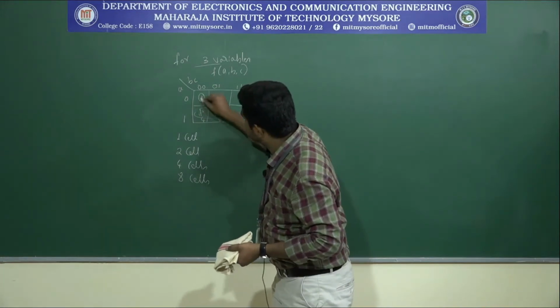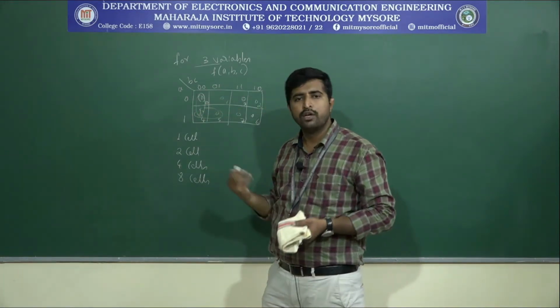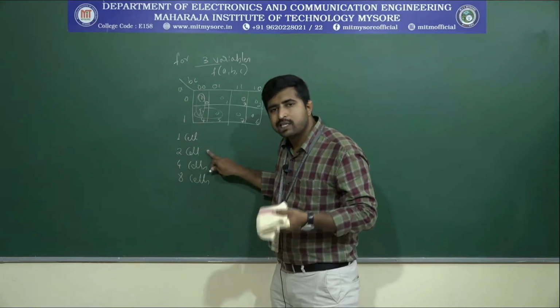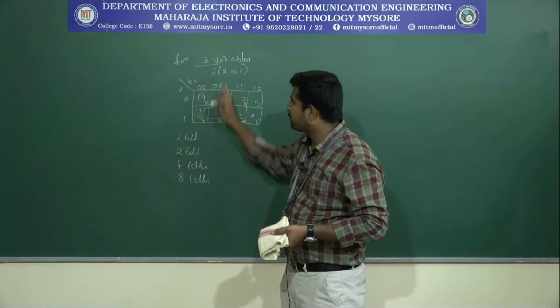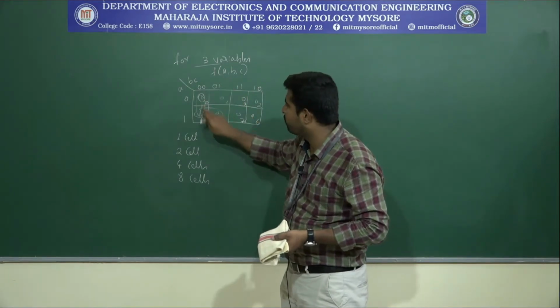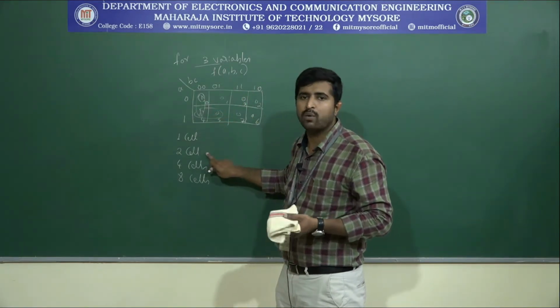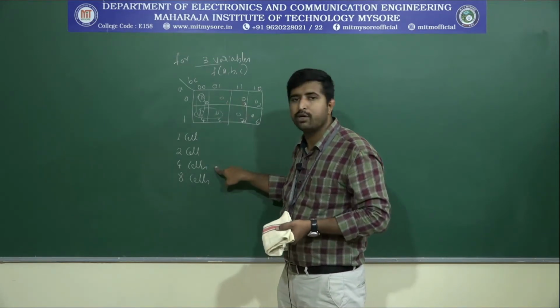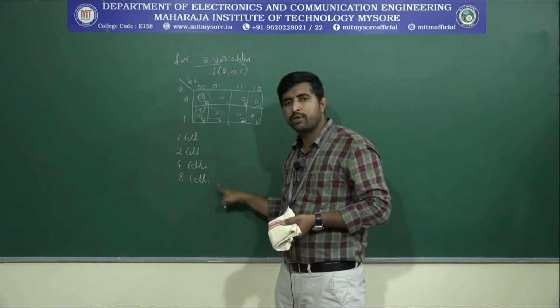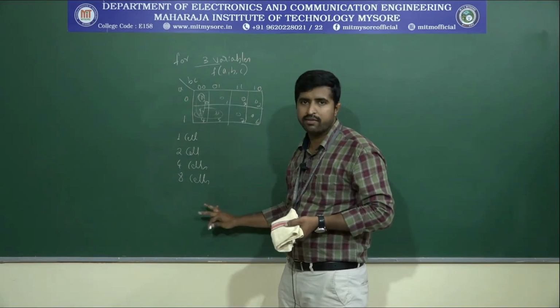Again, here also if there is a 1, we can group these 2 cells. So possibly 2 cells can be grouped in a 3 variable. That depends on the expression. If the expression has 1 1 here, we can go for a 2 cell group. Similarly, we can have 4 cells grouped here, and 8 cells can also be grouped in a 3 variable at maximum. This is what we can do.